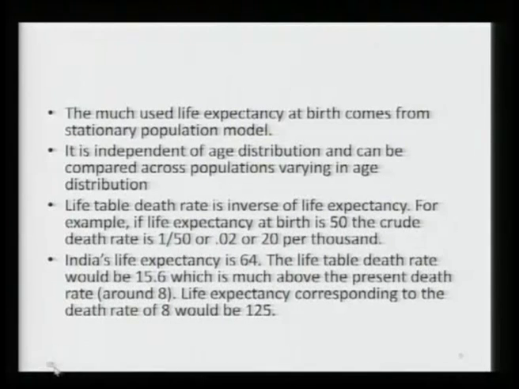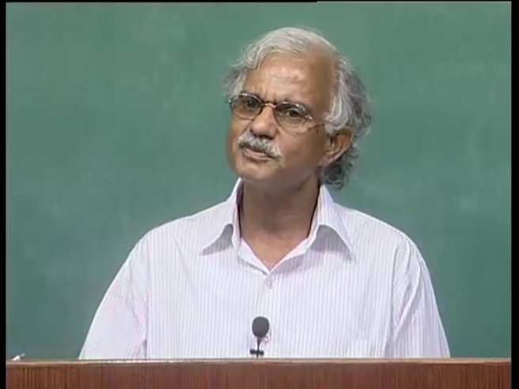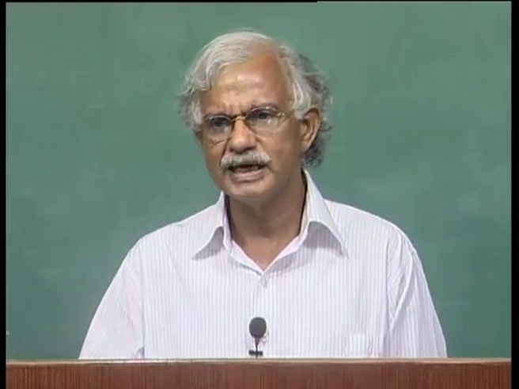So, for example, if the life expectancy at birth is 50, the crude death rate for that country would be 1 upon 50 or 0.02 or 20 per 1000 population. If the life expectancy is 100, then the crude death rate would be 1 upon 100 or 0.01, 10 per 1000. You see, today most countries have crude death rate around 7 or 8, but their life expectancy varies from as low as 40 to as high as 80.